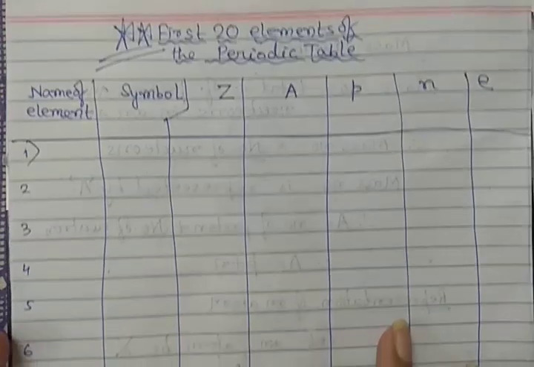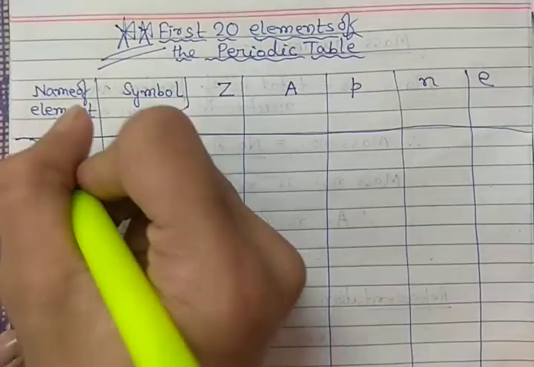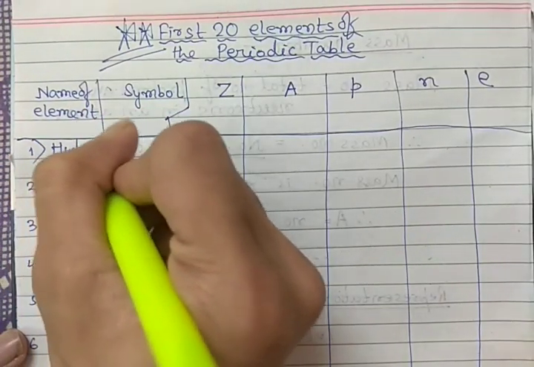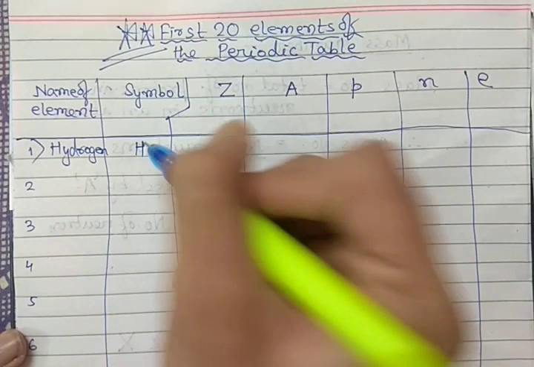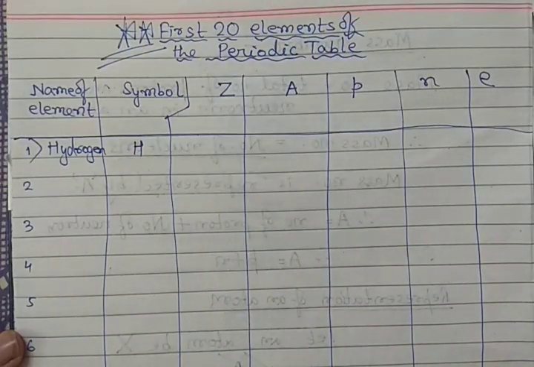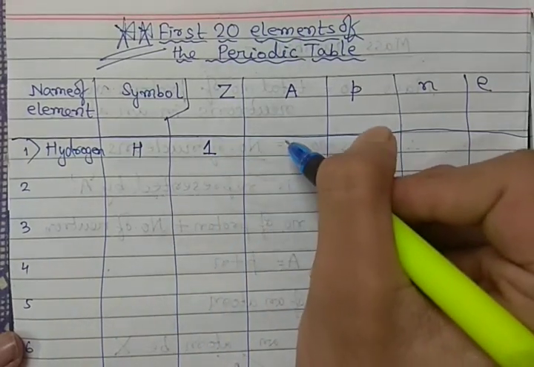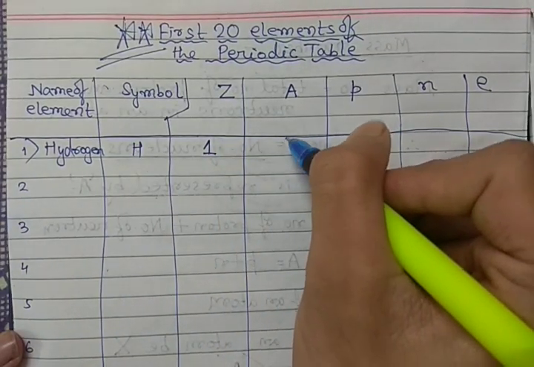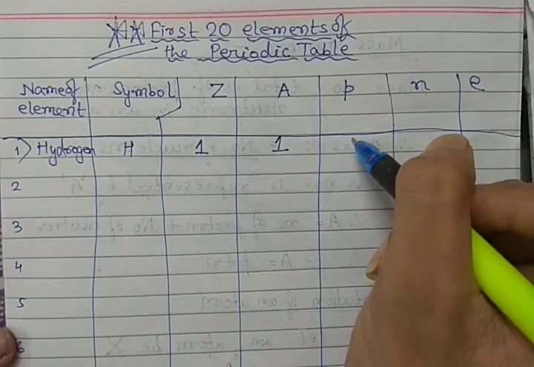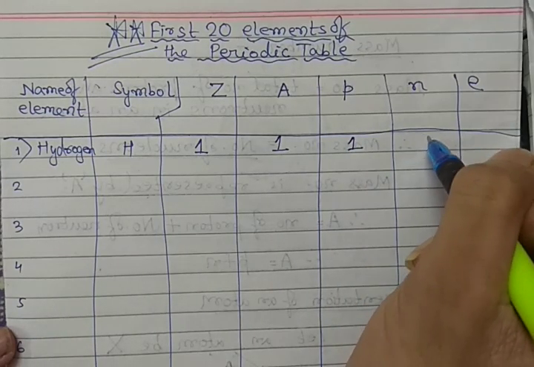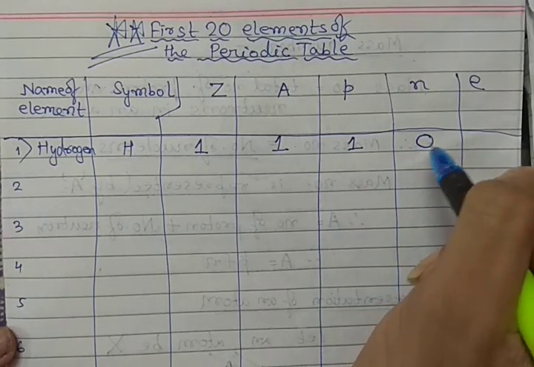Okay, so the first element is hydrogen. হাইড্রোজেনের সিম্বল capital H. So what is the atomic number of hydrogen? Atomic number of hydrogen is 1. Mass number of hydrogen is also 1. So what is the number of protons? Number of protons is 1. Interestingly, hydrogen atom does not have any neutrons, and it has 1 electron.